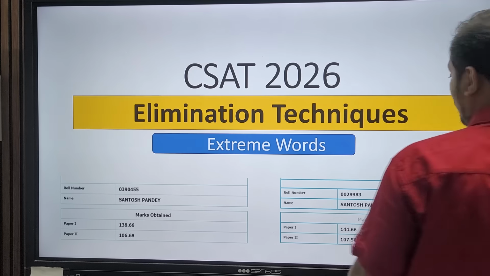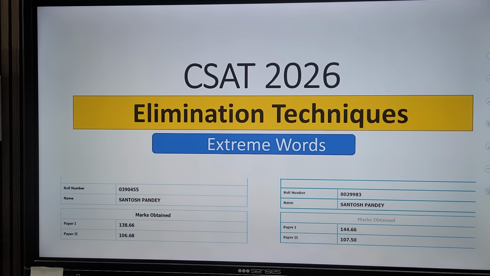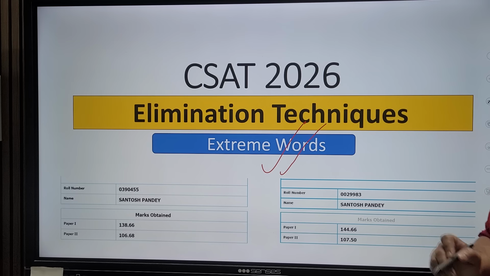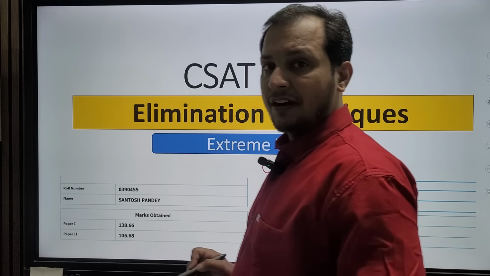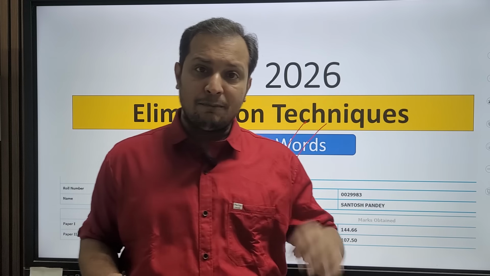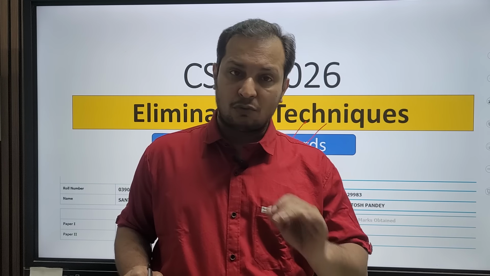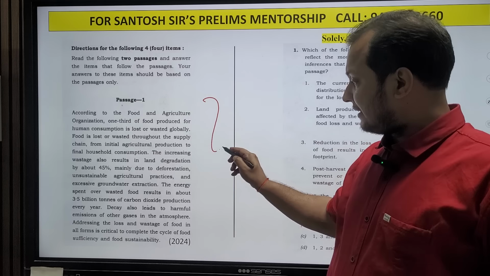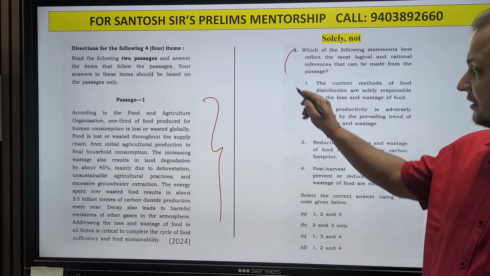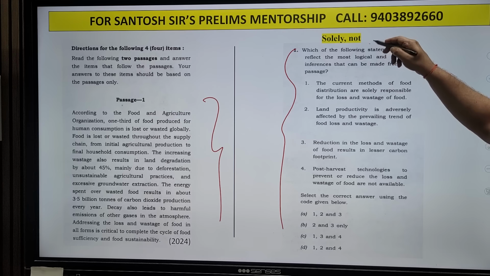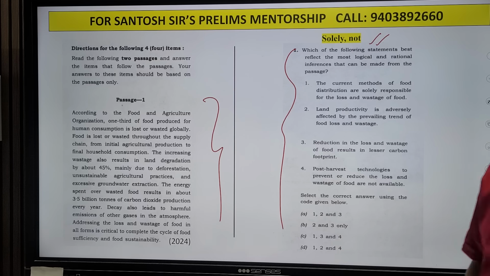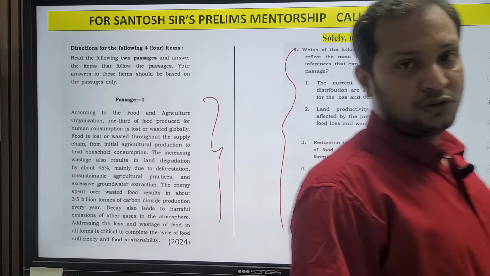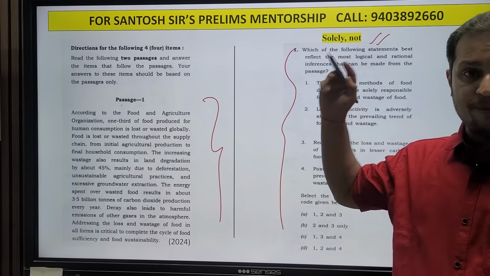Okay, let's start. So what I'm going to do is give you all those keywords which can help you identify wrong options and solve reading comprehension questions. First I'm going to show you the passage, then the questions, and I'm going to give you the keywords also. You can take note of all these keywords, and in the examination, while solving reading comprehension questions, you have to search for these keywords.